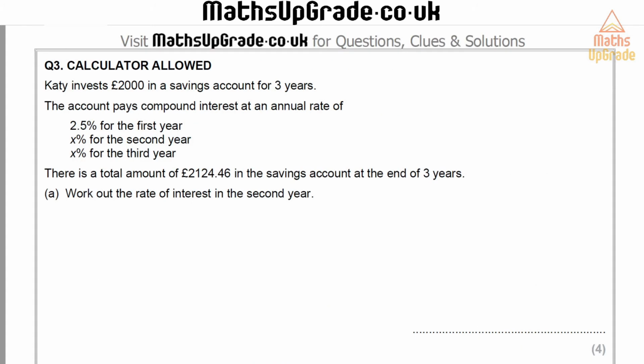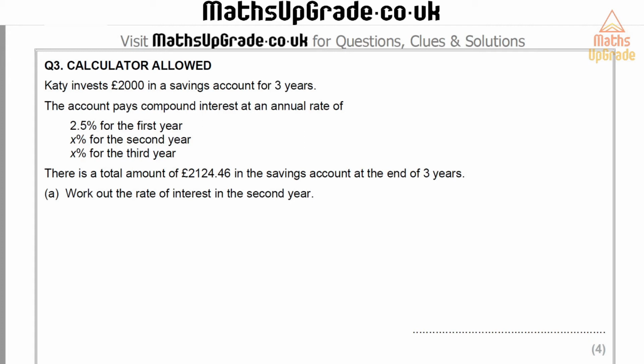In question 3, I'm told that Katie invests £2,000 in a savings account for 3 years. The account pays compound interest at an annual rate of 2.5% for the first year, and then a certain percentage rate for the second and third years.